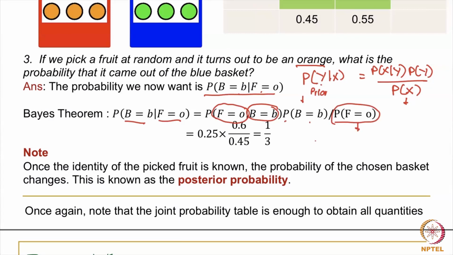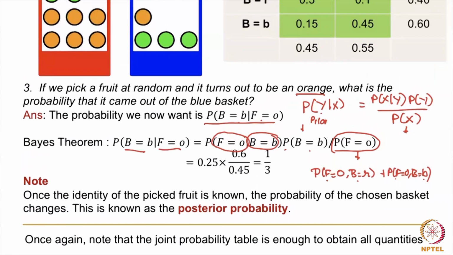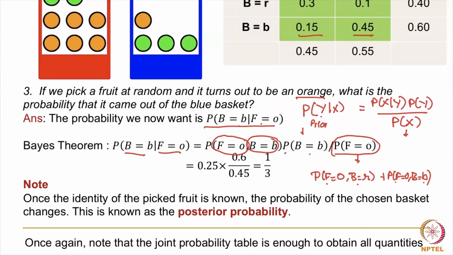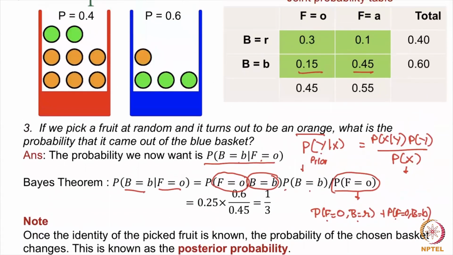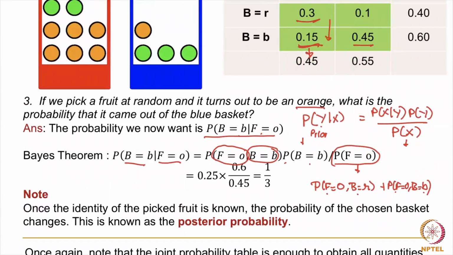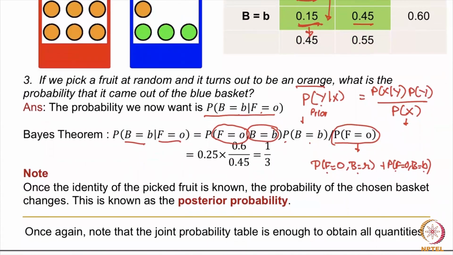The probability that the fruit is an orange was calculated as the fruit is an orange given that the basket is red, plus the fruit is an orange given that the basket is blue. Also, not given, the fruit is an orange and the basket is red, plus the fruit is an orange and the basket is blue, which is here. 0.15 plus 0.45 is 0.6. No, sorry, the other way around. 0.3 plus 0.15, which is 0.45. Sorry, I added the wrong column. Okay, so let's calculate these.